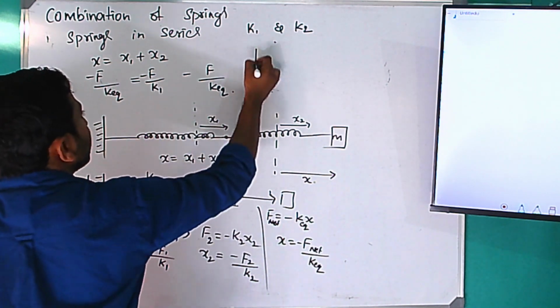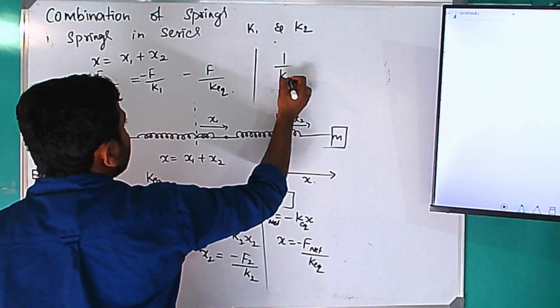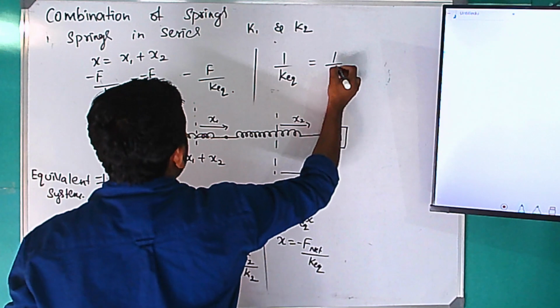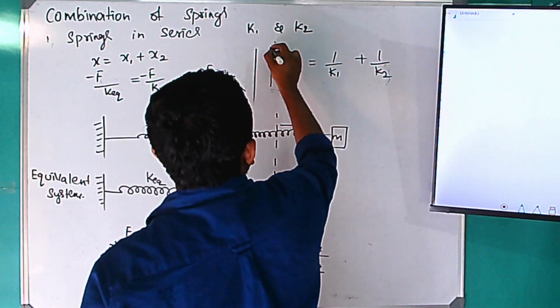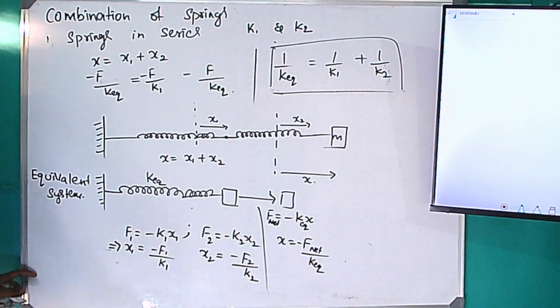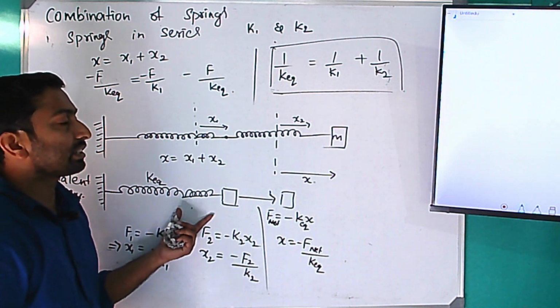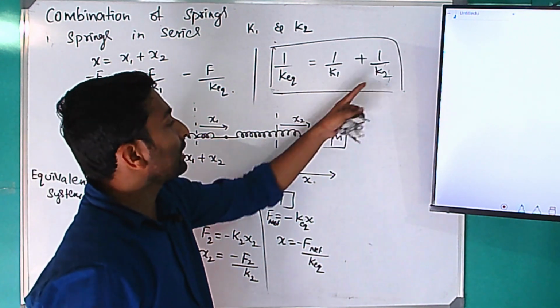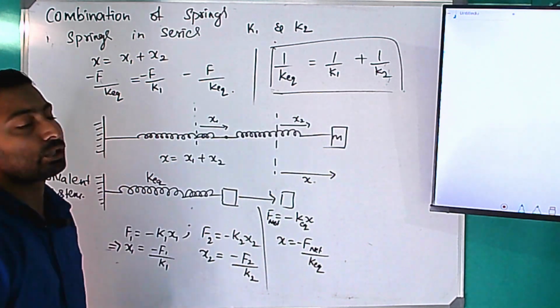Therefore, F cancels, and the negative sign also cancels, so 1 by K equivalent is equal to 1 by K1 plus 1 by K2. So, this is the equivalent spring constant of the combination of the system. The effect that the two systems together produce is the effect this equivalent system produces.